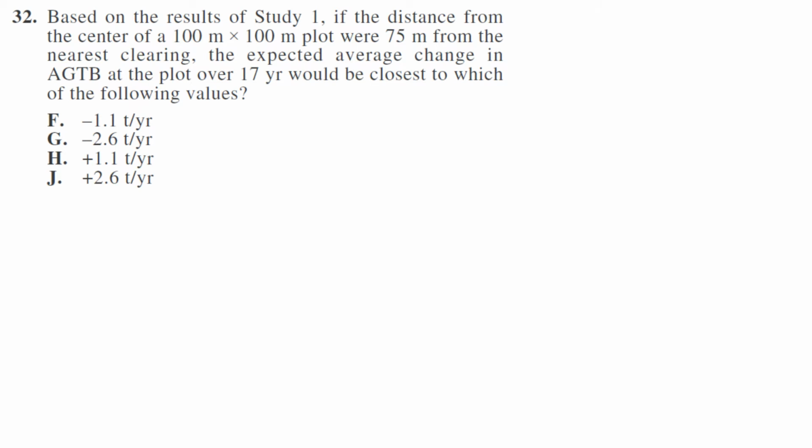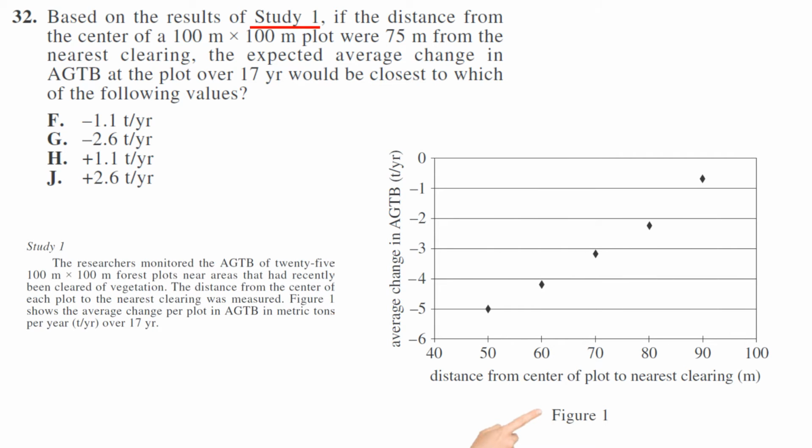Let's break down question 32. Based on the results of study 1, so put your finger on study 1. The distance from the center of the 100-meter by 100-meter plots, this is just telling you that what you see is the same. We're 75 meters from the nearest clearing. So we first need to understand that this is the average line, right? You can see there's kind of a trend, even though that's not all right on there, but 75 meters then will be about right here.